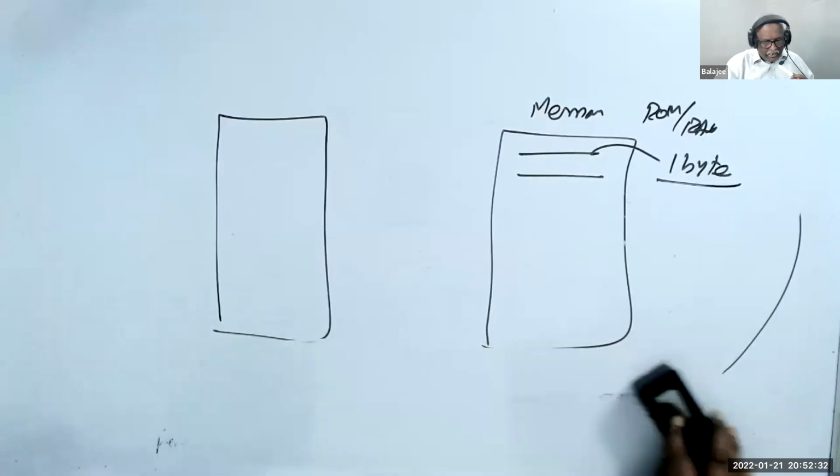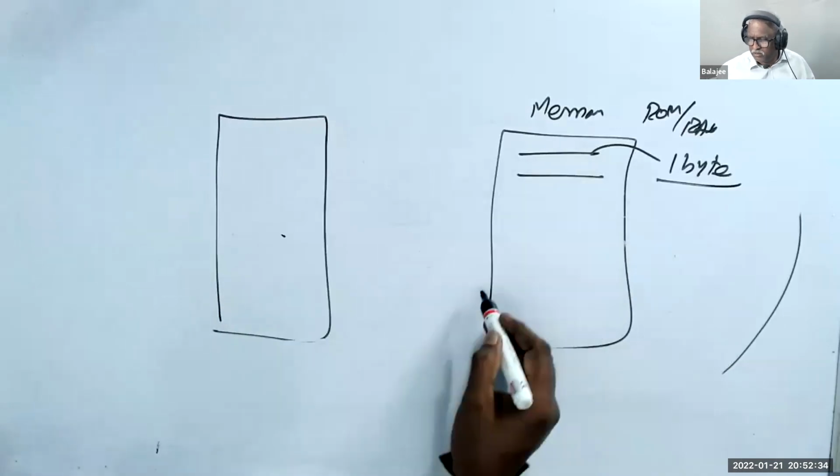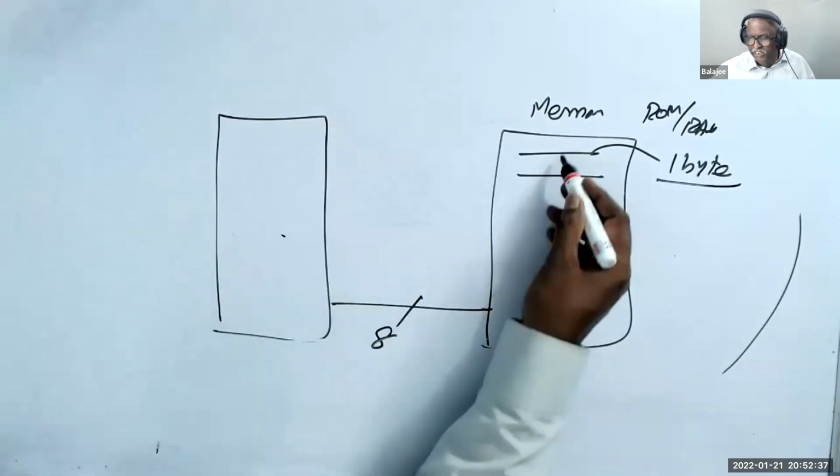Now, if this microprocessor reads byte by byte, that is 8 wires, it becomes very slow.